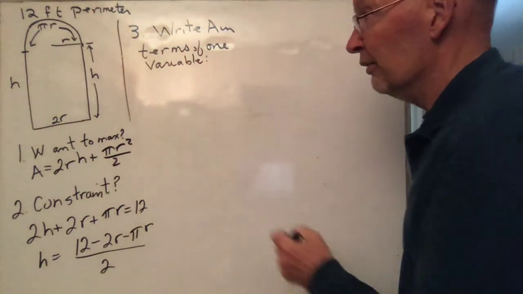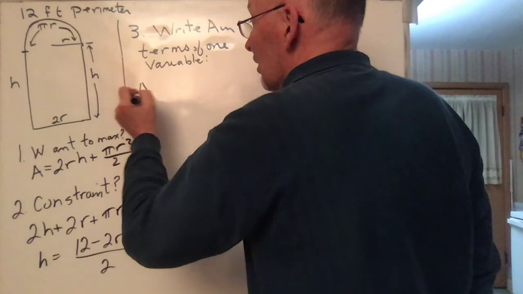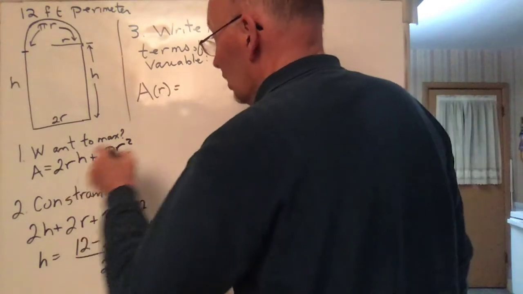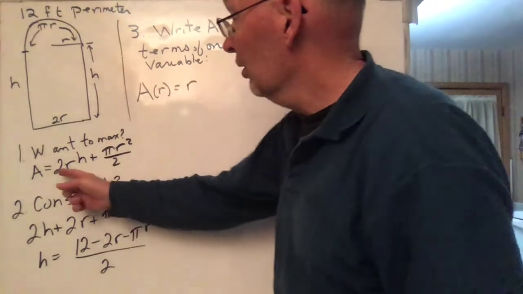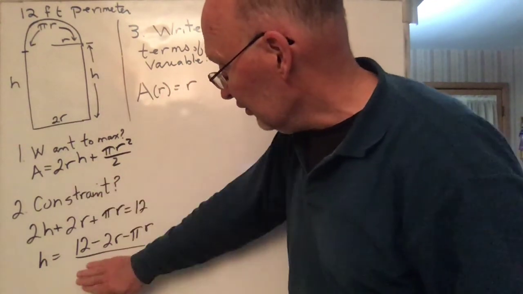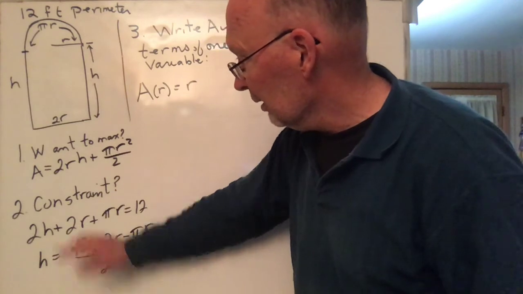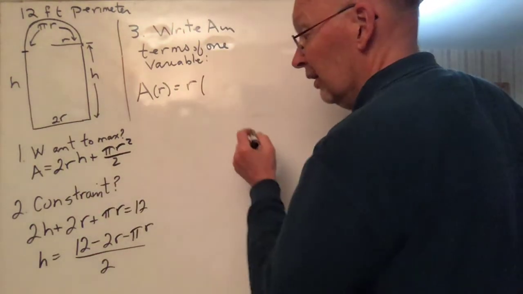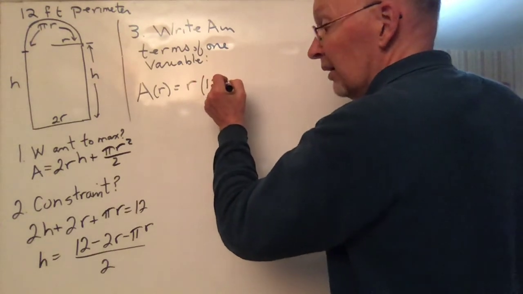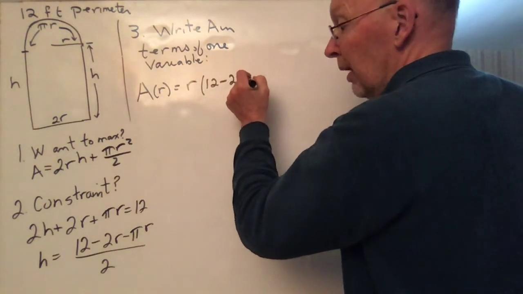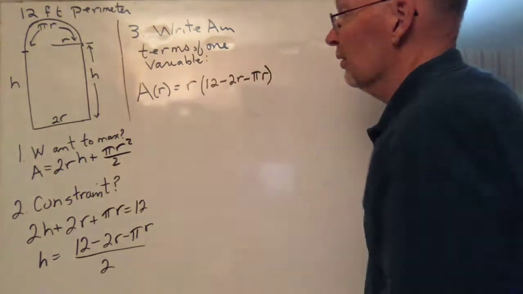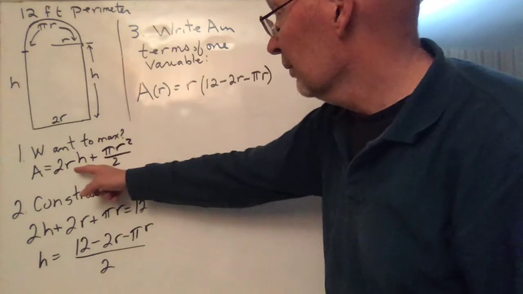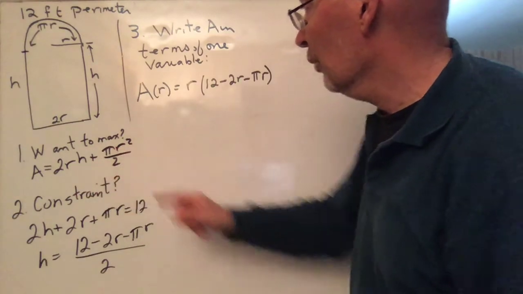And so how can you do that? You're going to get A, just as a function of r now, is equal to r times 2h. Well, notice that 2h is just going to be this thing right here, right? Twice h is going to be just that, so I might as well just put all that in there. 12 minus 2r minus pi r. Okay, that's 2h. And then what else do I have? I have 2rh plus pi r squared over 2.